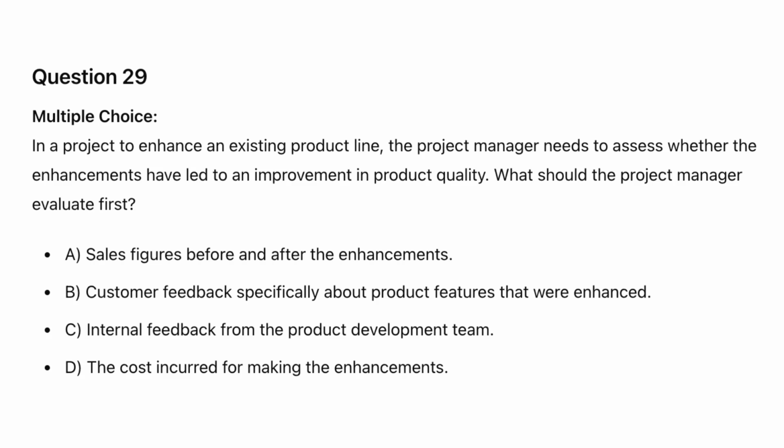Question 29. In a project to enhance an existing product line, the project manager needs to assess whether the enhancements have led to an improvement in product quality. What should the project manager evaluate first? A. Sales figures before and after the enhancements. B. Customer feedback specifically about product features that were enhanced. C. Internal feedback from the product development team. D. The cost incurred for making the enhancements.